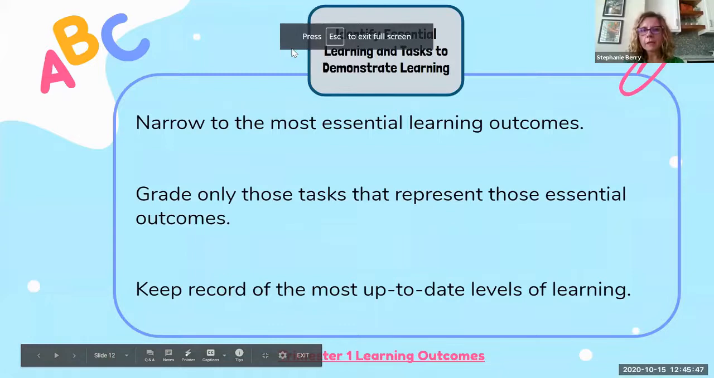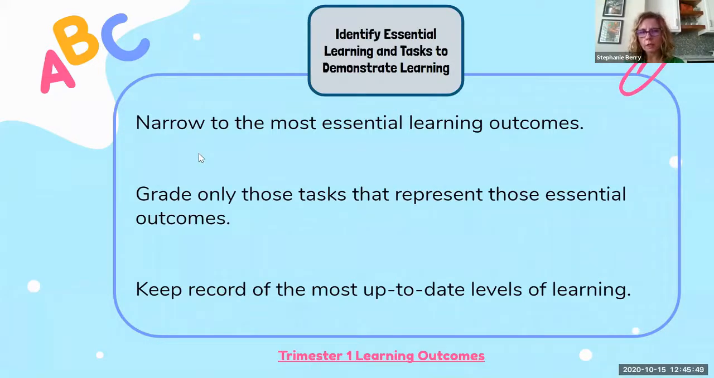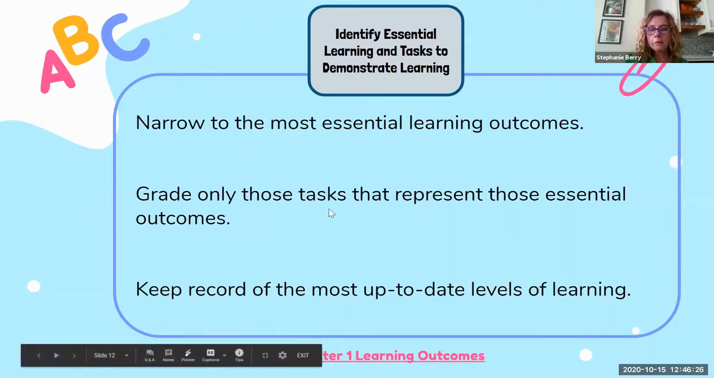So with identify essential learning and tasks to demonstrate learning, what that really means is grade less. This word narrow is really important, to the most essential learning outcomes. So in this quarter, maybe for science I have 3 or 4 things that I want students to do, and for reading, I might have 7 or 8 things that I think are really important for students to learn. And then I'm not going to grade every assignment I give. I'm going to grade only the things that represent those 7 or 8 learning outcomes, or maybe 10 or 12. And that's all I'm going to grade.